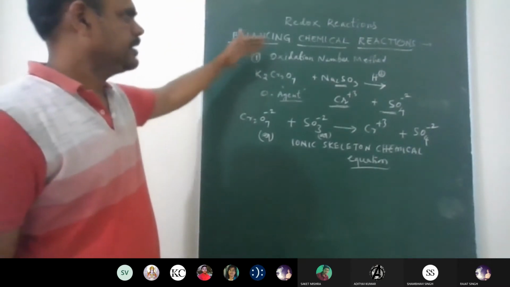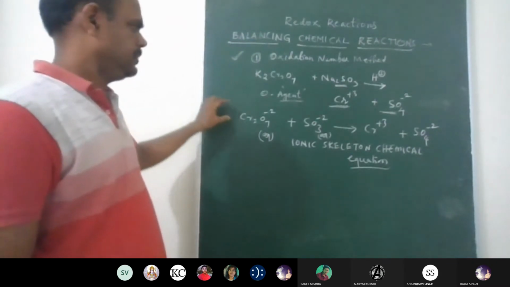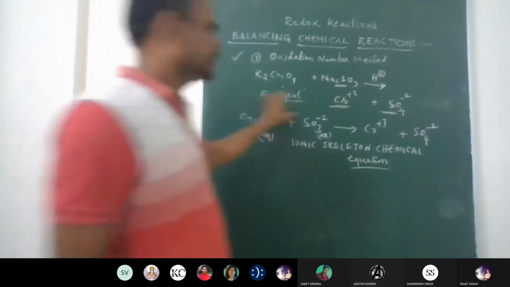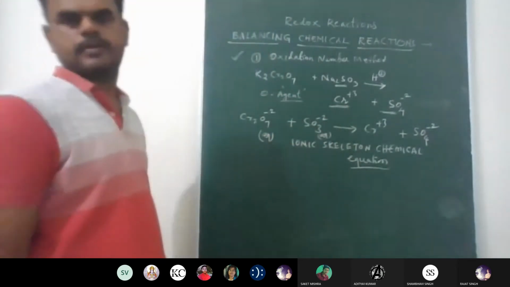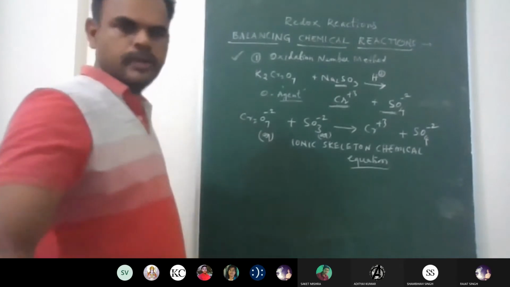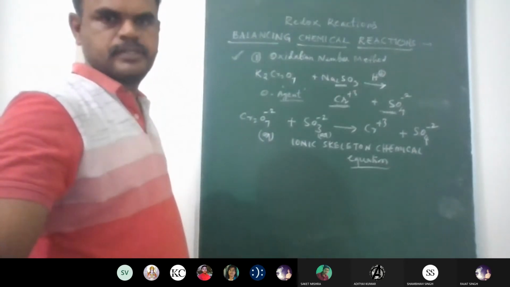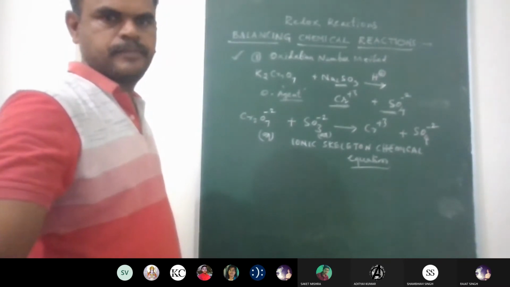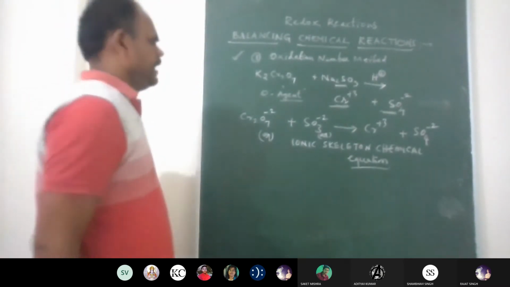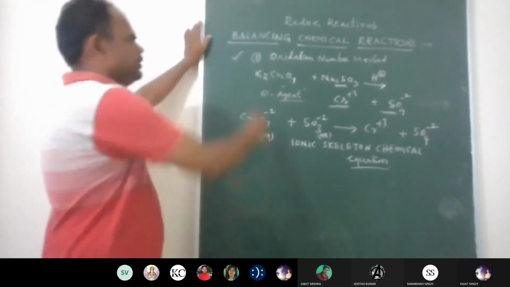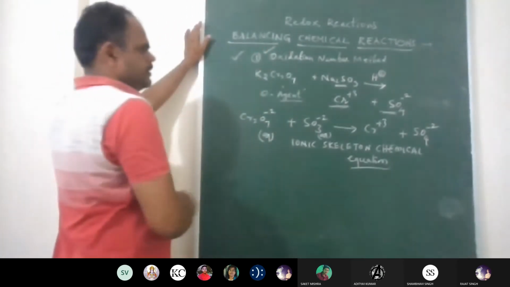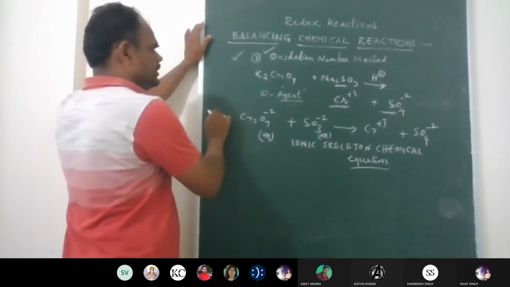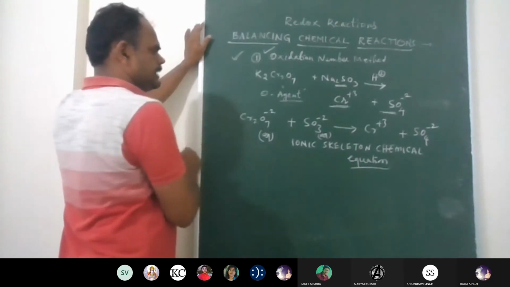So the chemical reaction is known, and in the reaction the reactants are written with their correct formulas, and the products also with their correct formulas. We'll check whether the formulas are correct. Now we should follow the oxidation number method for balancing this ionic skeleton chemical equation.